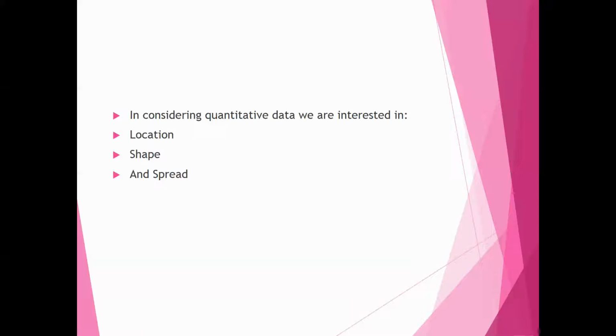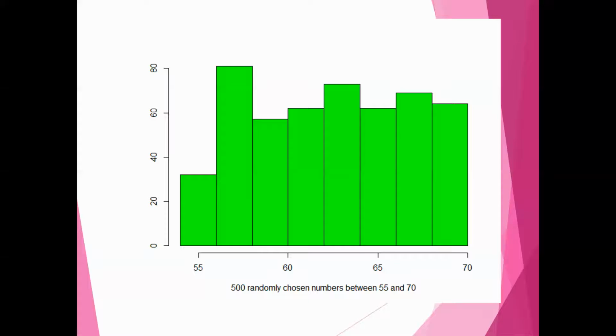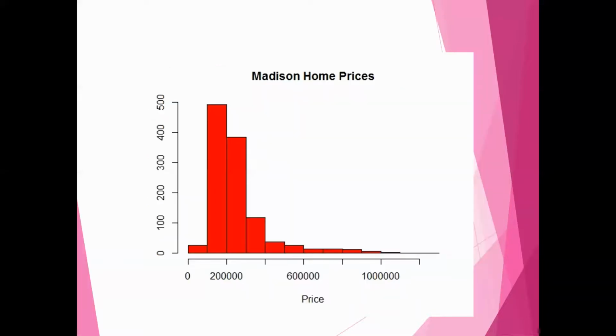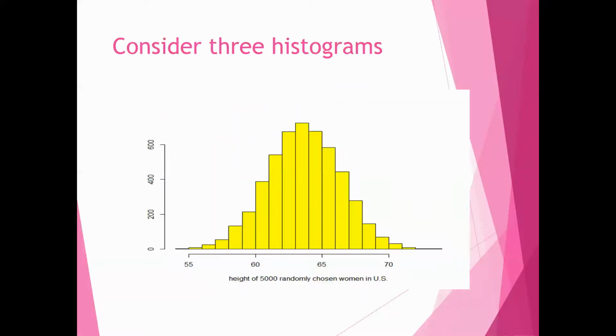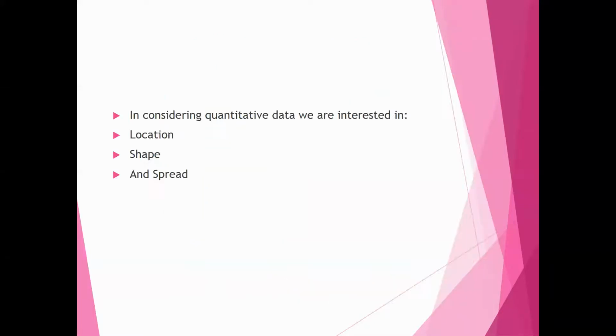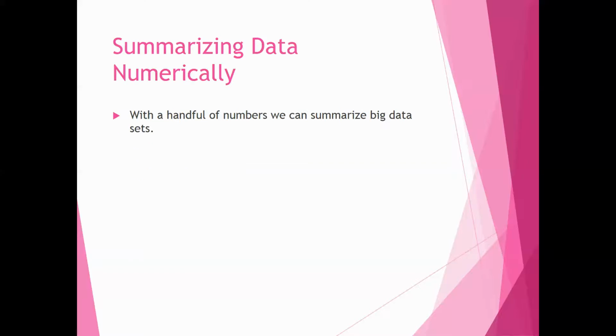So in considering quantitative data, we're interested in three things. The location of the data, so where is it? Are we talking about numbers in the hundreds, in the thousands, in the millions? The shape of it: is it sort of flat like this one, more or less? Is it all lopsided like this one, or is it sort of symmetric on both sides like this one? So the shape, and then the spread. How spread out is it? Are all the numbers really close together, or are they far out?